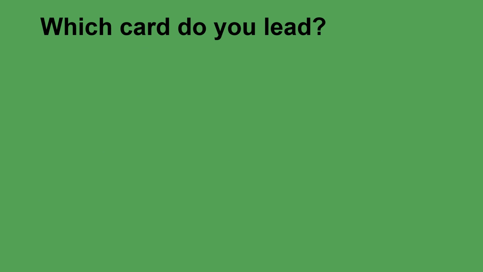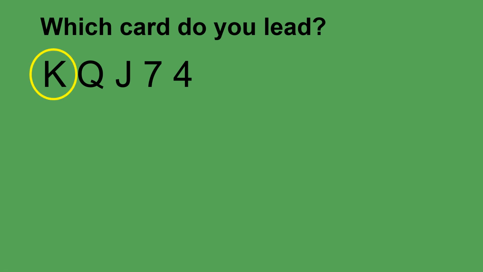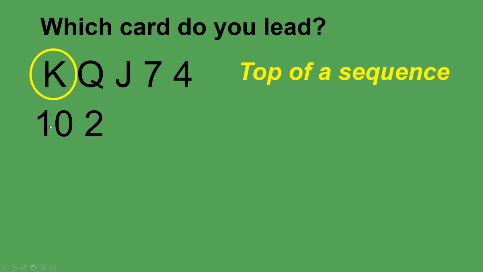So here's a test for you. Which card do you lead from this suit? Pause the video. If you said the king, you're correct. You play the top of a sequence, king, queen, jack. It promises your partner you have the queen, and it tells your partner you don't have the ace. Top of a sequence.